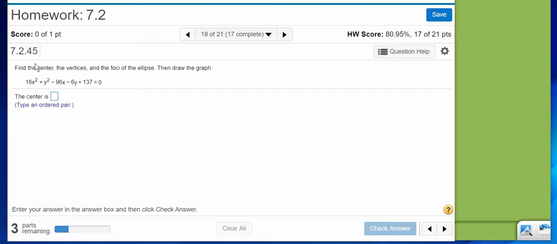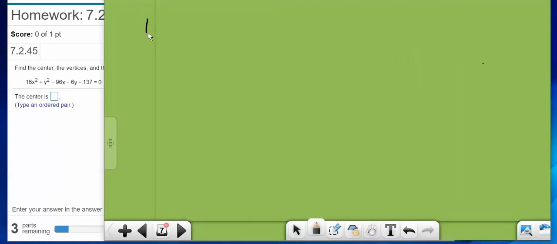7.2.45. Find the center, the vertices, and the foci of the ellipse, then draw the graph. So once again, we will rearrange the terms so we can complete the square. 16x squared minus 96x plus y squared minus 6y. Put the 137 on the other side, so it's negative 137.